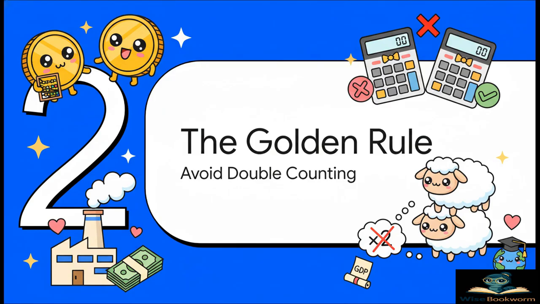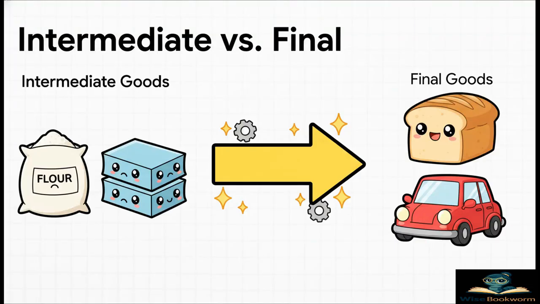Simple enough, right? Well, if we just add up the sales of every single business, we run into a huge, huge problem. And this brings us to the absolute golden rule of measuring a national economy. So economists have this really clever way of solving the problem. They split all goods and services into two categories. You have intermediate goods. These are the ingredients, the flour the baker buys, the steel that goes into a car. And then you have final goods. That's the finished product, the loaf of bread you buy, the car you actually drive home. And here's the all-important rule. We only count the value of the final goods.